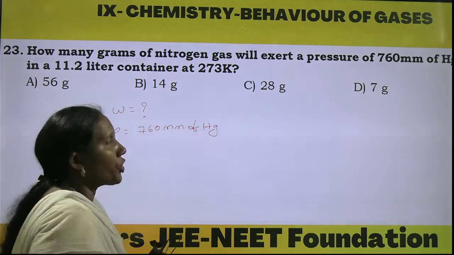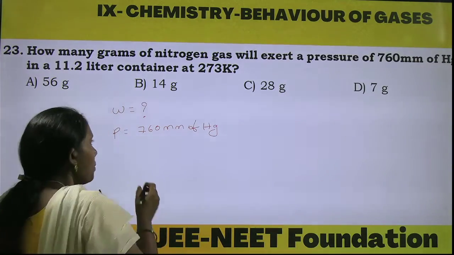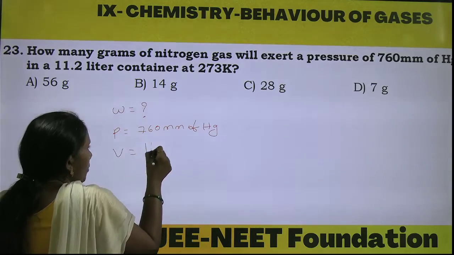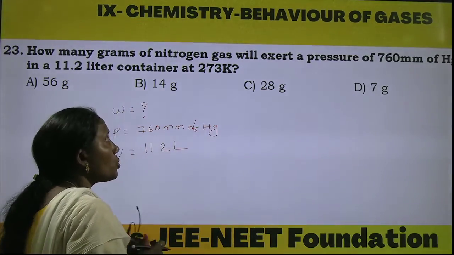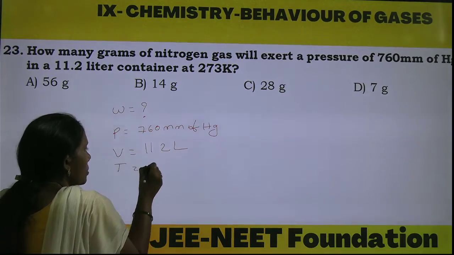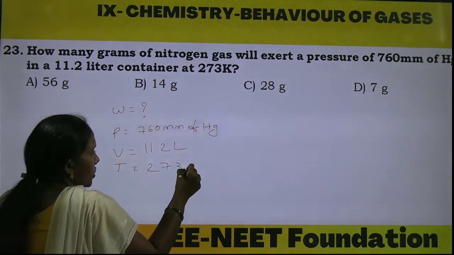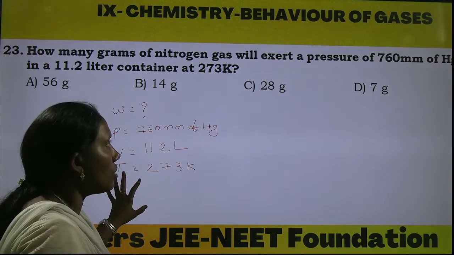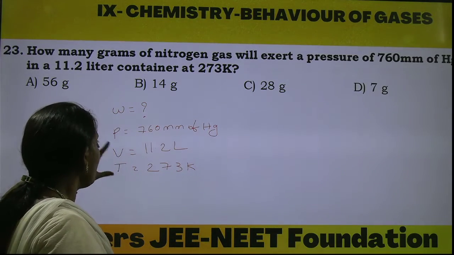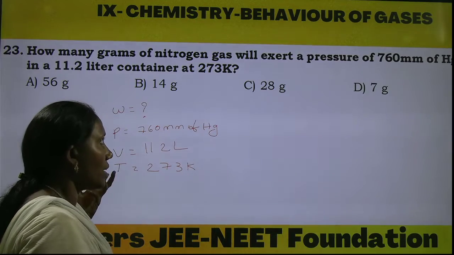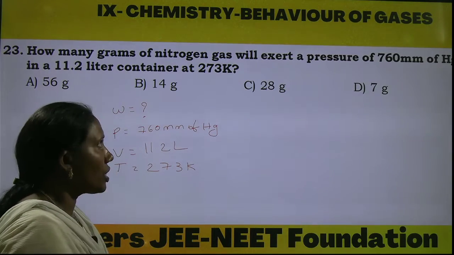In a 11.2 liter container, 11.2 is the volume. So 11.2 liters volume is given. The container is at 273 Kelvin, so temperature is given as 273 Kelvin. So this is the data we got from the given problem. By seeing this data, P, V, W, we have to calculate, and temperature is also given.